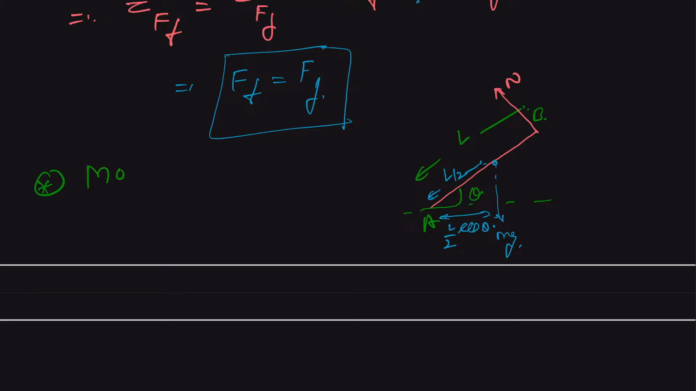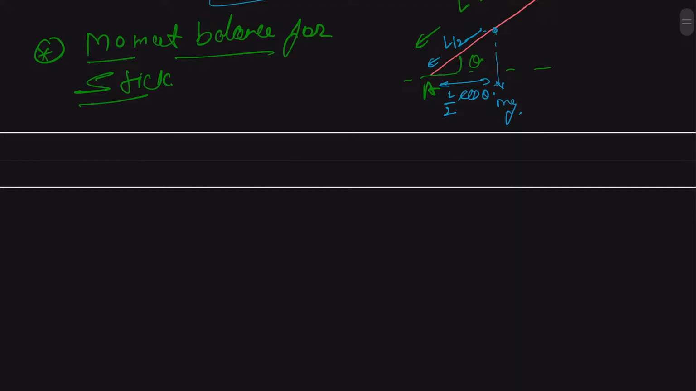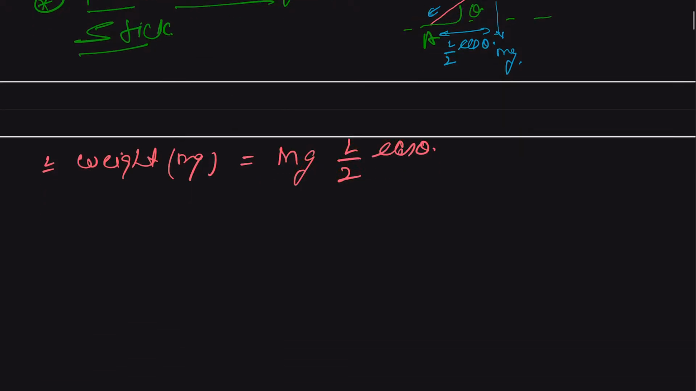Okay. Therefore, we can say that our moment balance for the stick: we have our weight, that is our mg, and we can write this as mg L by 2 cos of theta, and then we have a normal, that is our N, multiplied by the lever arm, that is our L. And these two should be equal.